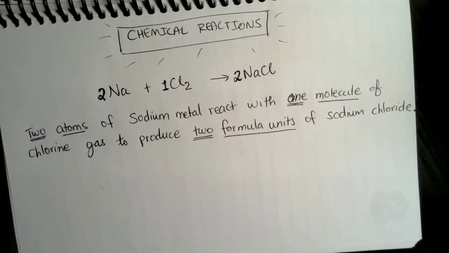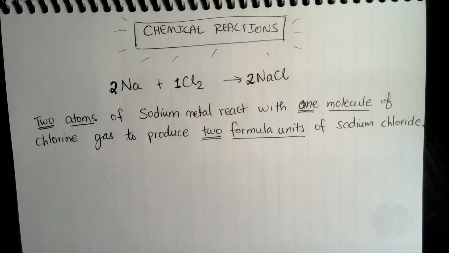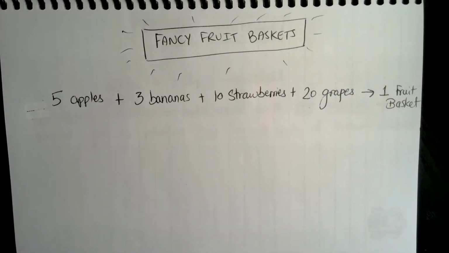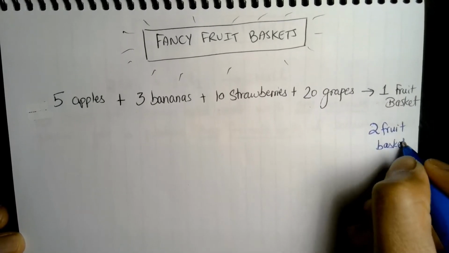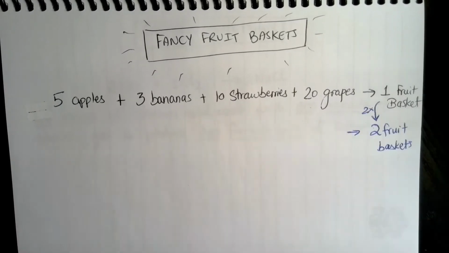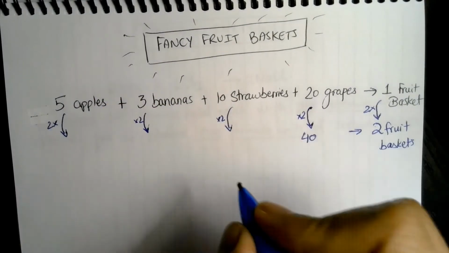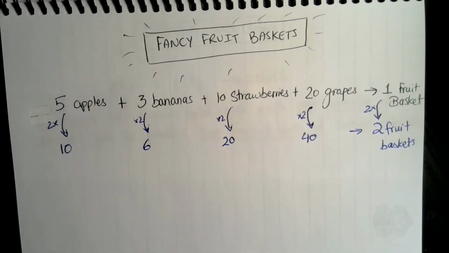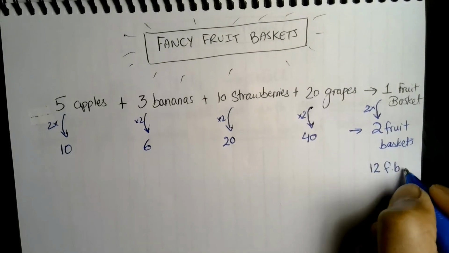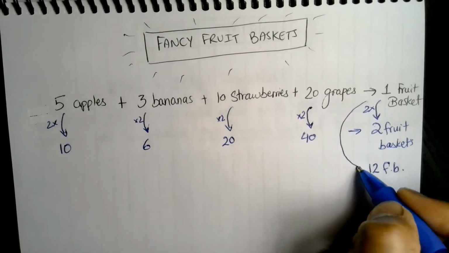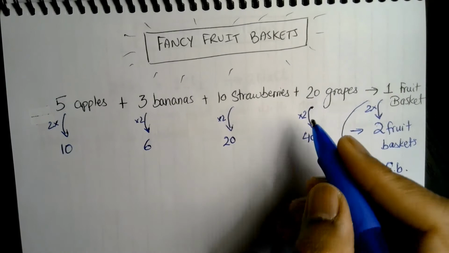And let's now go back to the fruit basket. If I want to make 2 fruit baskets, then how many of each fruit would I need? All I would have to do is multiply the number of fruits by 2, right? What if then I want 12 fruit baskets? I would multiply everything by 12. I would get the number of each fruit required to make 12 fruit baskets.